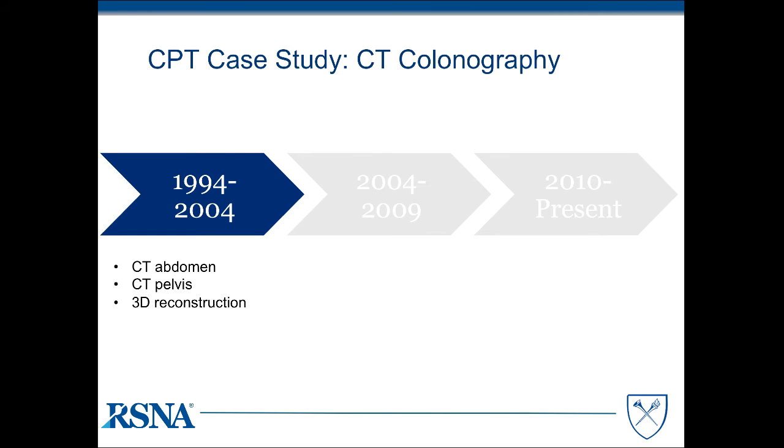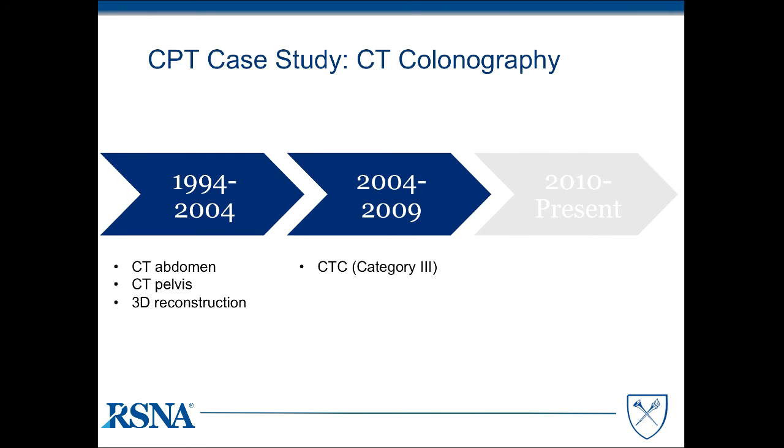Let me share with you a bit of the story of CT colonography. This was first described somewhere around 1994, and from 1994 until about 2004, this was reported using 3 CPT codes: a CT scan of the abdomen, a CT scan of the pelvis, and then a 3D reconstruction code. Medicare and the Blue Cross Blue Shield Association of America decided somewhere before 2004, though, that this bundle was being performed commonly together, and both put forth code change proposals to categorize this in Category 3 with its own distinct code.